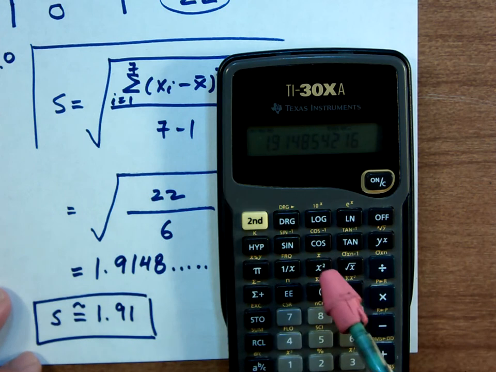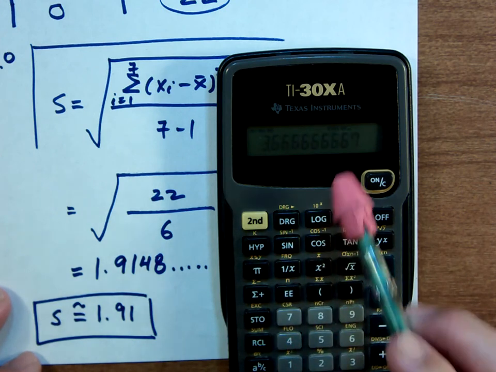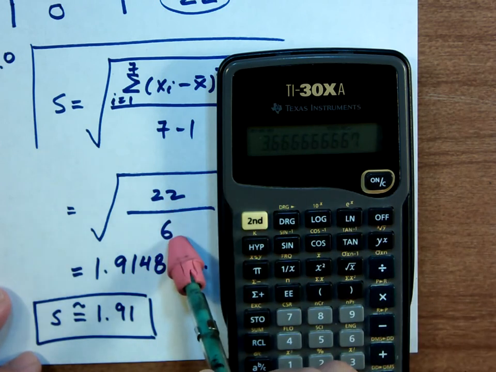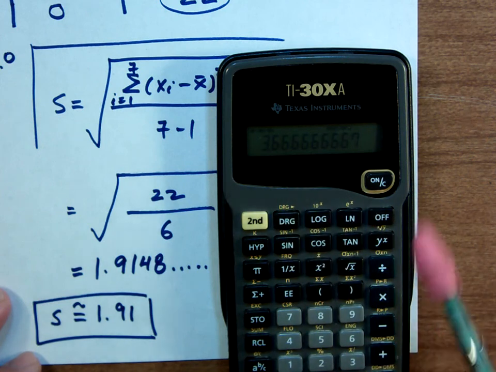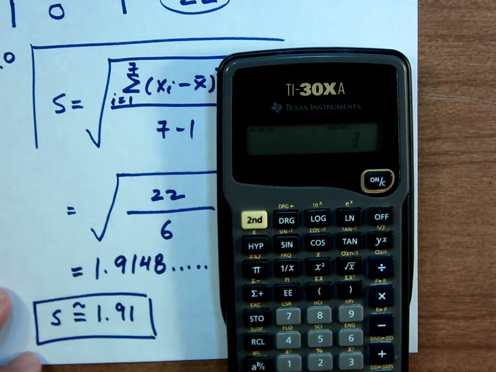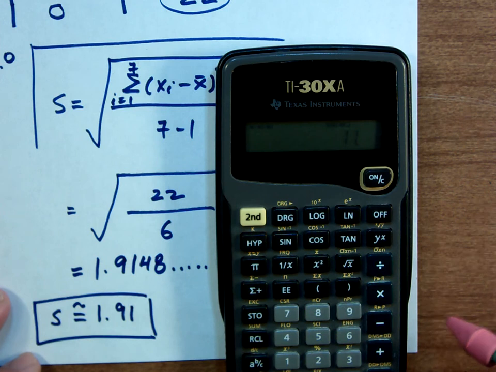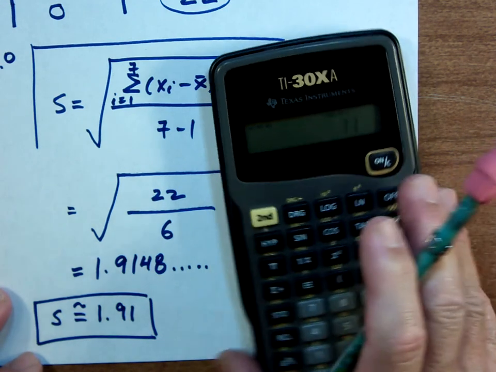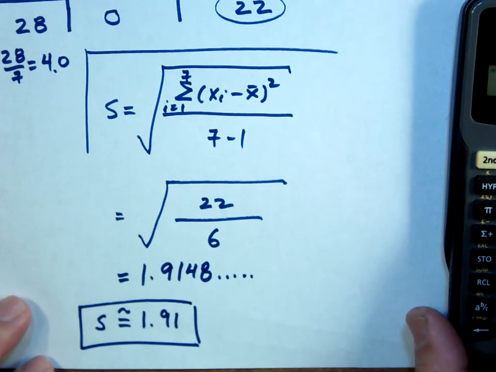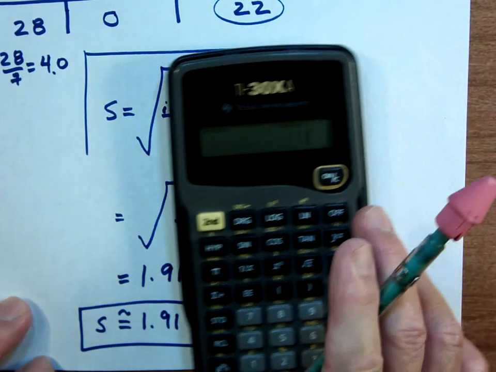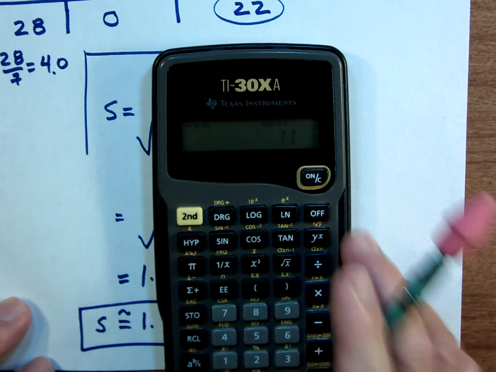So let's try that. X squared gives 3.6666 repeating. Is that the same as 11 over 3? Yes, it is. How do you verify that? If that is supposed to equal 11 over 3, what happens if we multiply it by 3? It should give us 11. So that's the variance, which is not all that important for us this semester. That's it for getting a sample standard deviation using this TI-30XA.